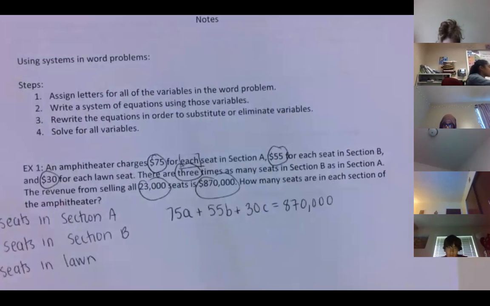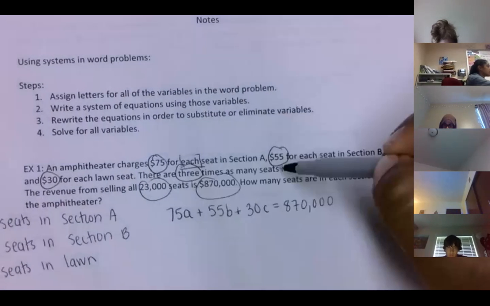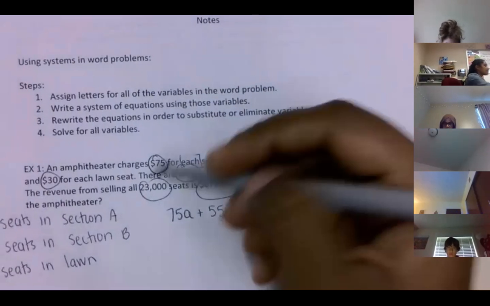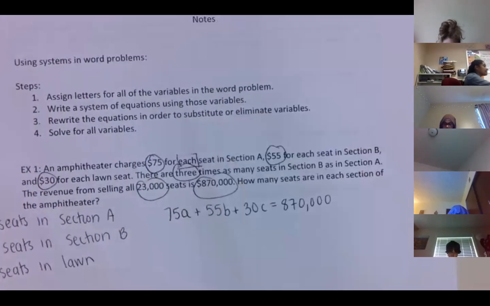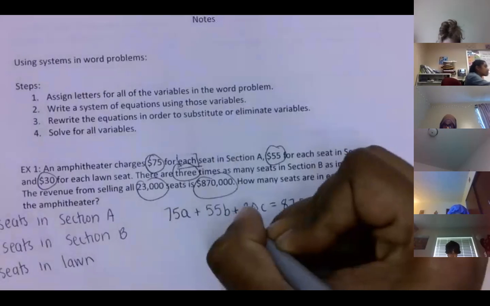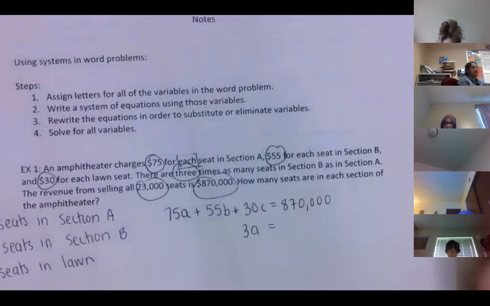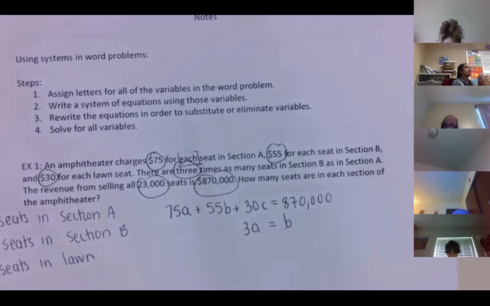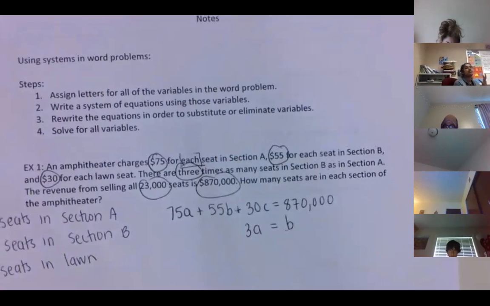I also see that there are 3 times as many seats in section B as in section A. So that means if I take the amount of seats in section A and multiply it by 3, I'm gonna get the amount of seats in B. That one's a little bit tricky because a lot of times students will put the 3 in front of the B, but that's not what it's saying. If you take the amount of seats in A and multiply it by 3, that will give you the amount of seats in B because B has more seats than A does. Any questions about that one?